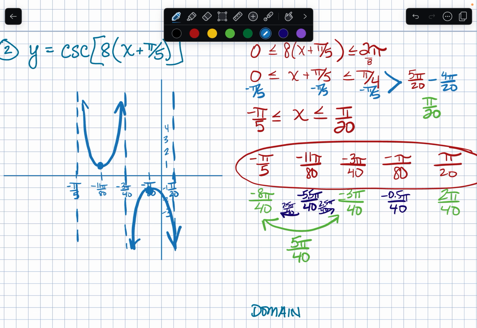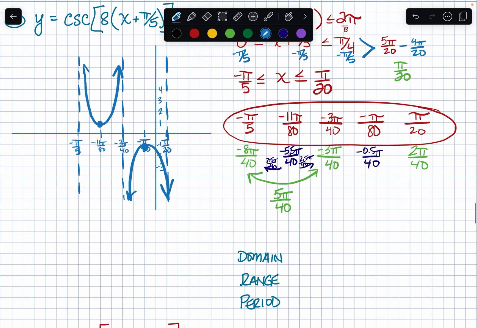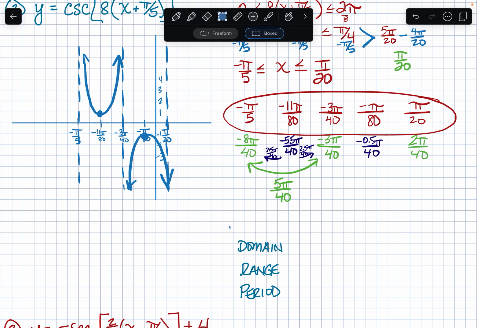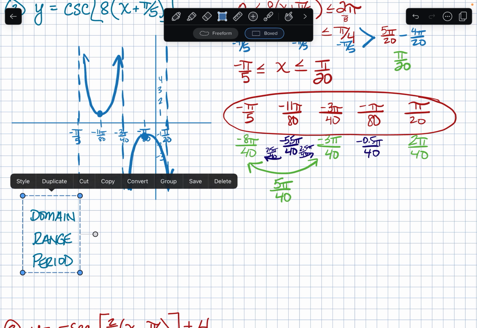So again, the B and C inequality makes that really, really tricky. But once we figure that out, all right, this one's not that bad. I'm not going to forget about my domain and range and period here, so I'm going to drag that over here so I got a little bit more space.